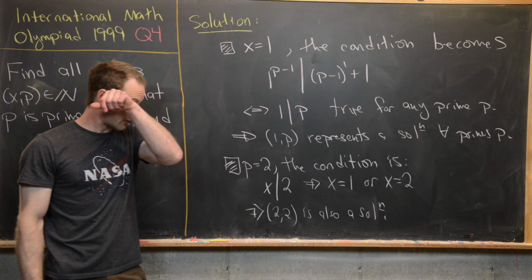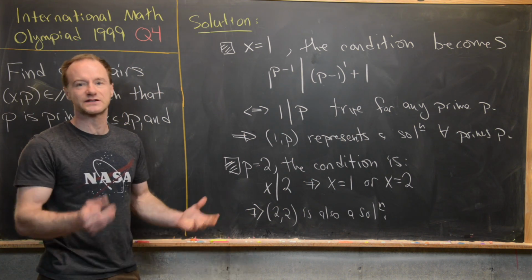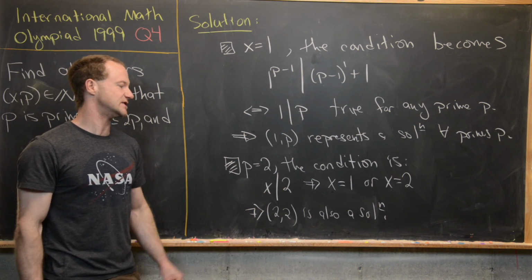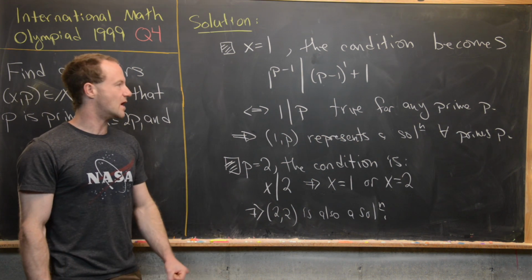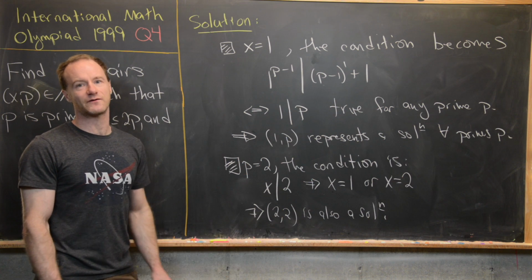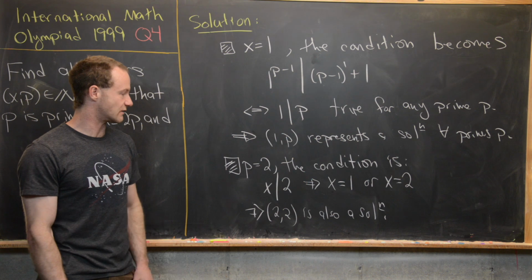And now the next thing that I want to check is, what if x equals 2? Can we get a solution for other primes? And in fact, you can't. If x equals 2, then p also must be equal to 2. I'll leave that for you to check, but that's not too hard to check, doing the same kind of thing that we did right here.